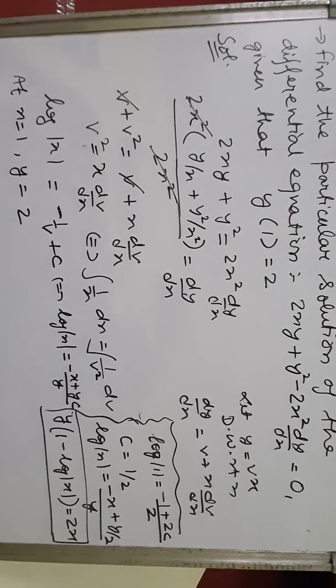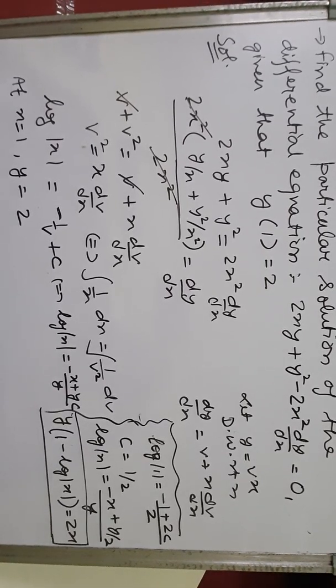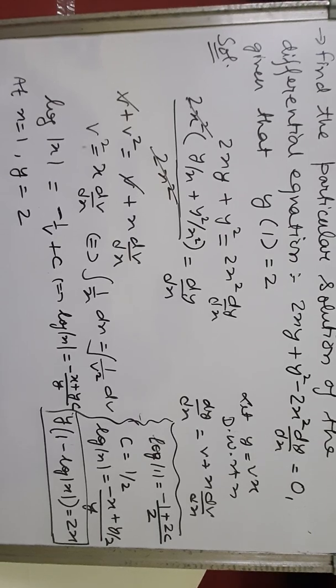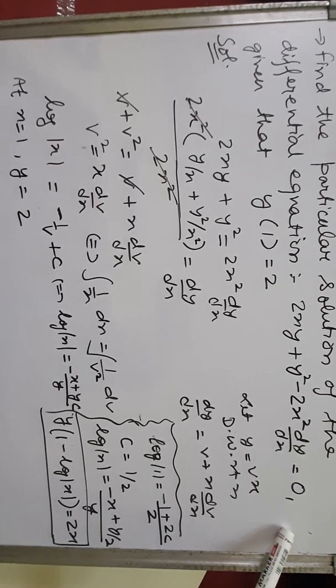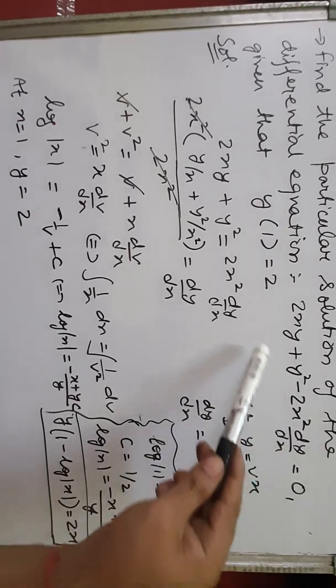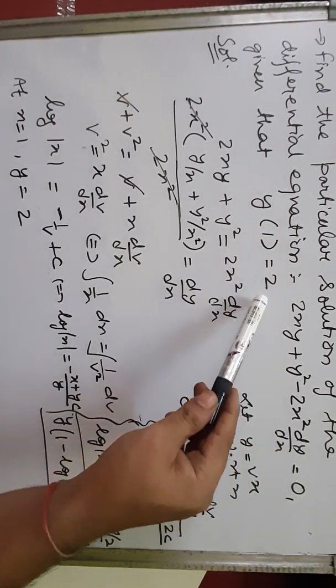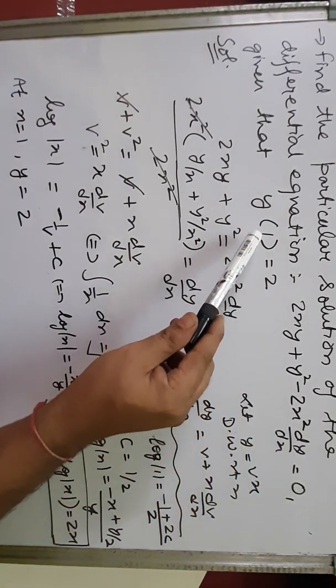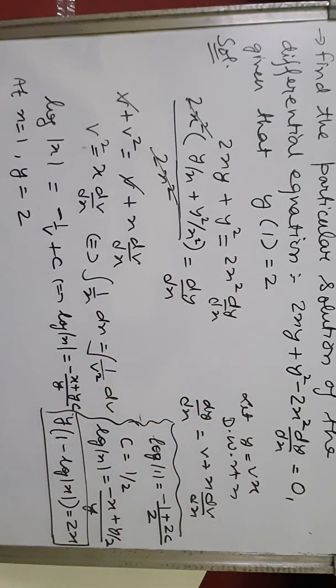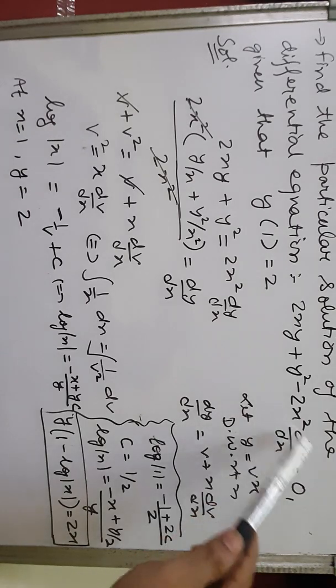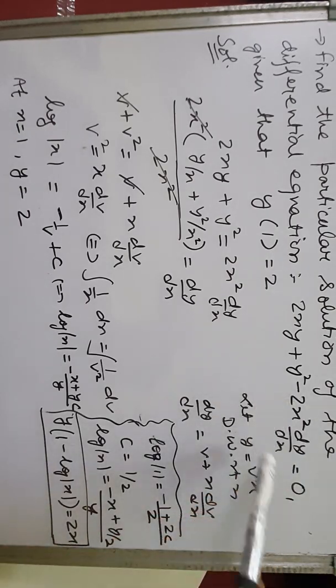Okay, children, let's see this sum. In this sum, we have to find the particular solution of the differential equation. And the differential equation given to us is (2xy plus y square minus 2x square dy by dx) equals to 0. Given that y(1) equals to 2, that means the value of the function y at x equals to 1 will be 2. Alright. So what we'll do, first of all, we'll transfer this term minus 2x square dy by dx to the right hand side.